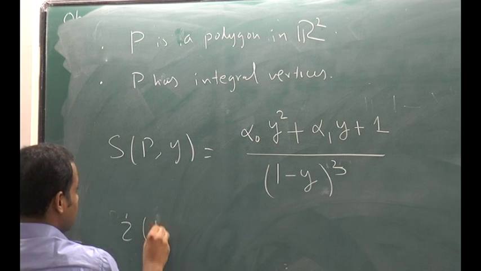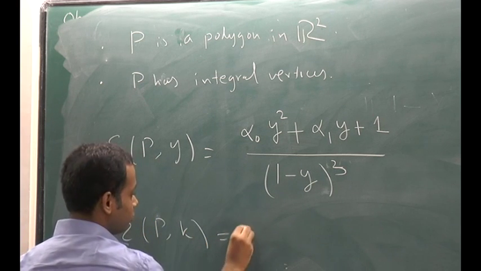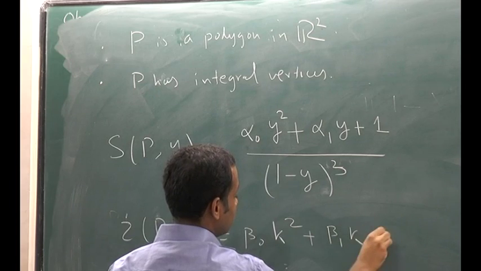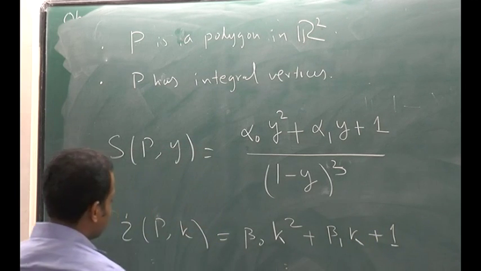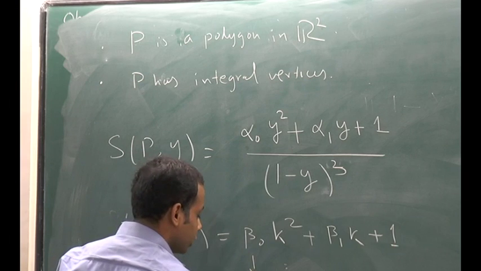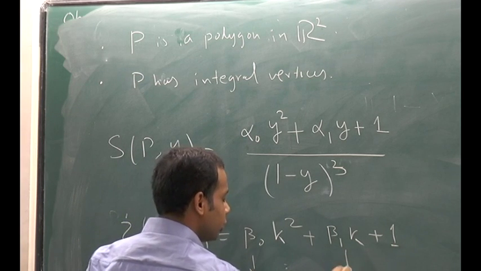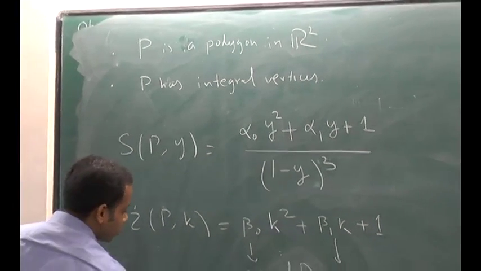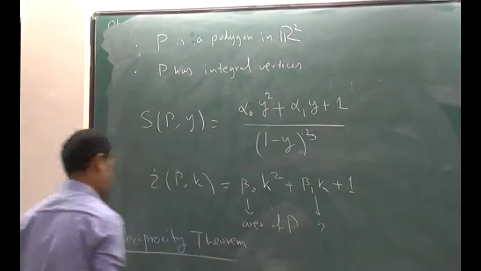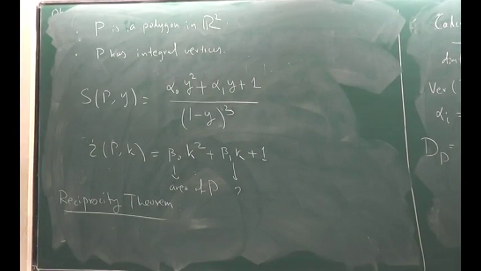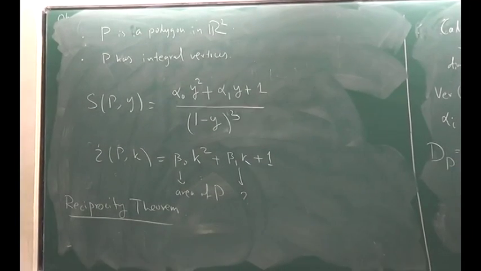And this I_P(k) will look like something, say, beta naught. It will be a polynomial of degree 2, beta naught k square plus beta 1 k plus 1. Now, beta naught is the area of P. There is something called the reciprocity theorem for these polytopes, which is a very important theorem, and the proof uses Mobius inversion formula to do it geometrically, and some local homology to do it algebraically.